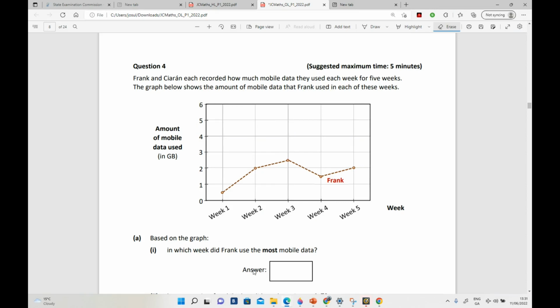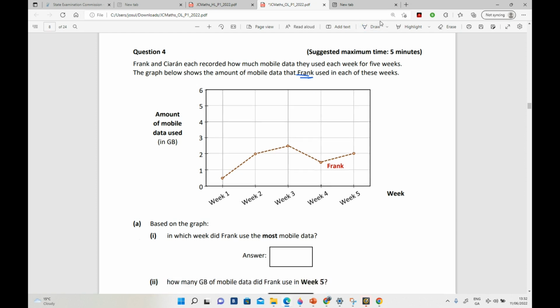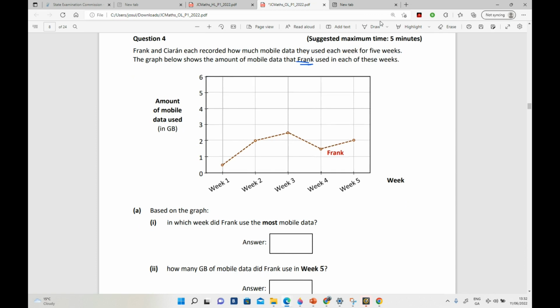Okay, so question 4. So it's about graph reading. Frank and Kieran each recorded how much mobile data they used each week for 5 weeks. The graph below shows the amount of data Frank used in each of these weeks. Okay, so they haven't actually provided Kieran's, so I'm guessing there will be a question on plotting Kieran's in a minute. So part A, in which week did Frank use the most data?